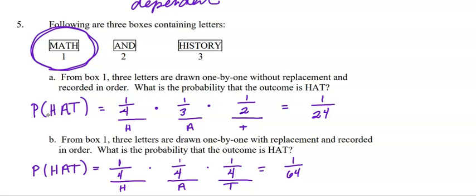So if you'll notice, the probability of getting hat without replacement is better than getting it with replacement. It's going to happen 1 out of every 24 times compared to 1 out of every 64 times. And so the chances without replacement are better than the chances with replacement.